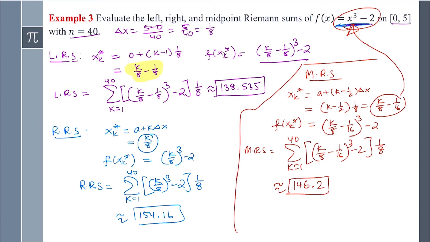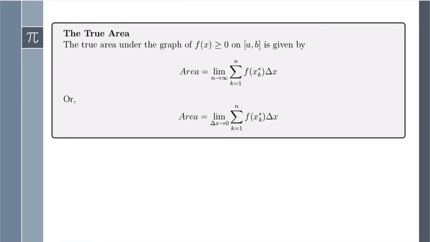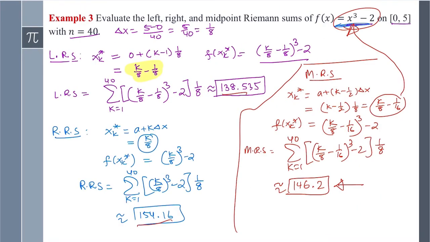They are pretty much close to each other: 138, 154, 146. But I'm pretty sure that the midpoint is going to be more accurate, or closer to the exact area. As we increase the number of rectangles, we are going to get better and better area. So maybe this one gave us a little bit better area, but that's again not exact.